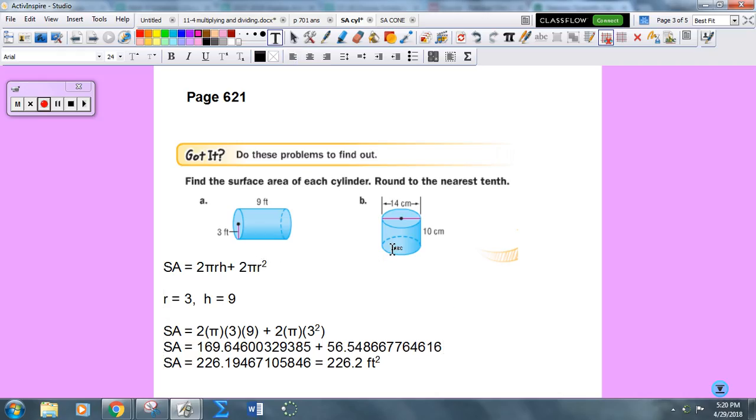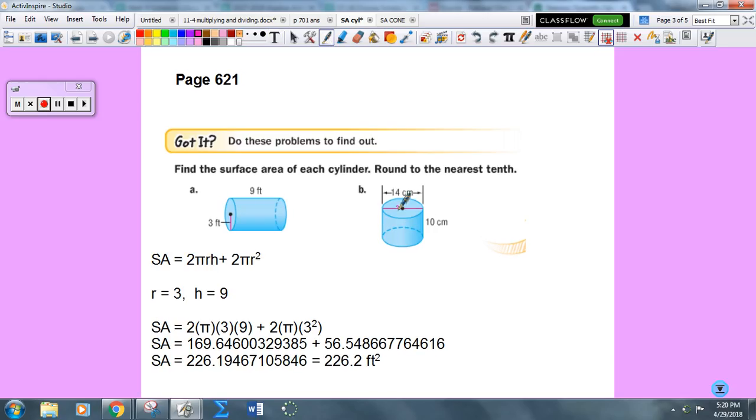So you go ahead and do this one. I'm going to help you out. What is the tricky part of this one first? 14 is the diameter, so I need to make that 7 for my radius. And then I do the exact same formula. So pause the video, go ahead and do it, and then come back.